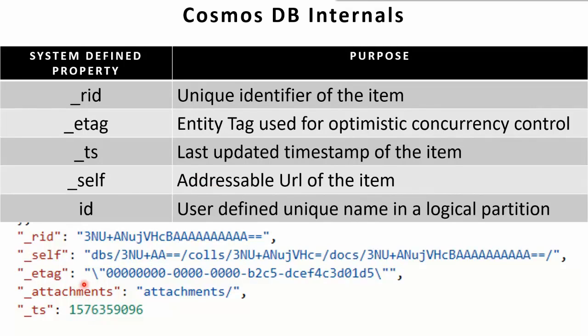As you can see here, our _self starts with dbs. This text here is actually the RID of the database. Then we have colls, which is the RID of the collection. This is the docs, and this is the RID of the document within the collection. If you look at this text here and this text here, they match perfectly. So this is great. It's almost like a pinpoint of where this document is in Cosmos DB, and it's very useful, especially in the REST API.